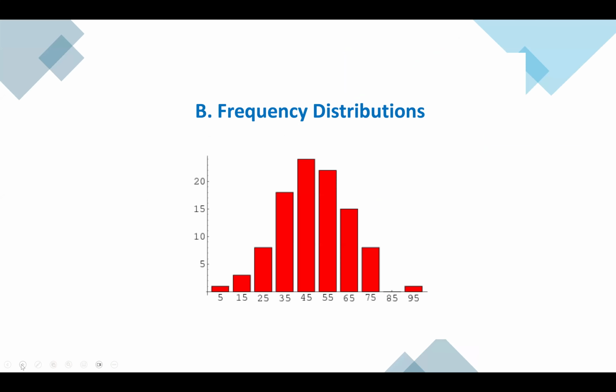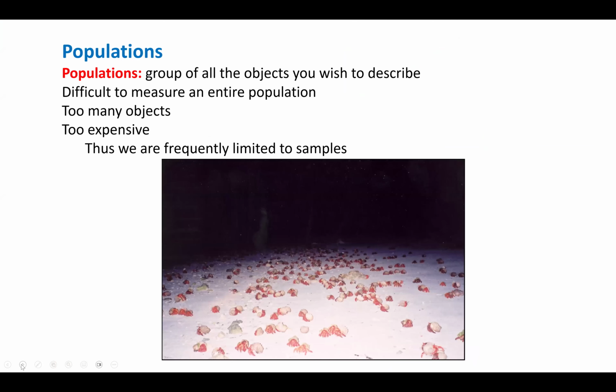So this is something that we're going to go over called frequency distributions. So we're going to talk about populations. And so that's a group of objects that you're describing. It's really hard to measure an entire population because there's too many, right? It's too expensive. So we do subsamples of things, right? Like these are little hermit crabs in the ocean. There's no way you could measure, count, whatever, all the hermit crabs in the whole ocean. So you're going to take a subsample. You just have to figure out how many you need to take in order to get a good enough answer. And there are tests for that, and I will teach you how to do that.